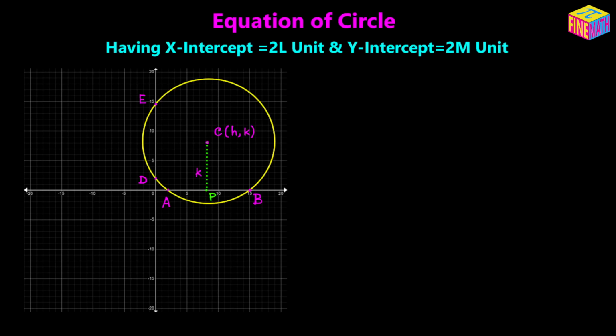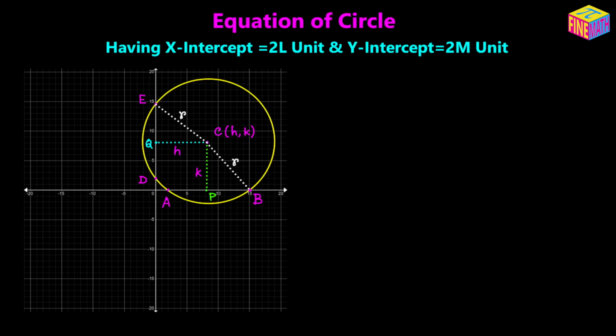And also CP will be the y coordinate of the center. Next, I am going to join the point C with B. So CB will be the radius. And then I am going to drop another perpendicular onto the y-axis from C. Let's suppose the perpendicular landed at point Q on the y-axis. So CQ will be the x coordinate of the center, and also Q will bisect the chord DE. So DQ will be equal to QE. Now DE has been provided as 2m unit, so DQ will be equal to m unit and QE will be equal to m unit.